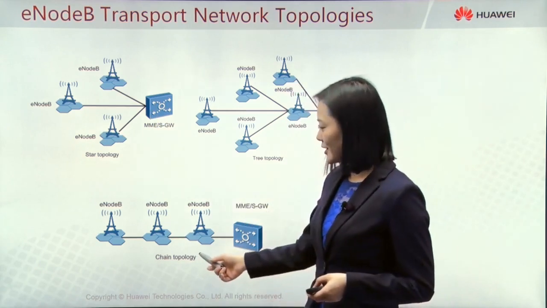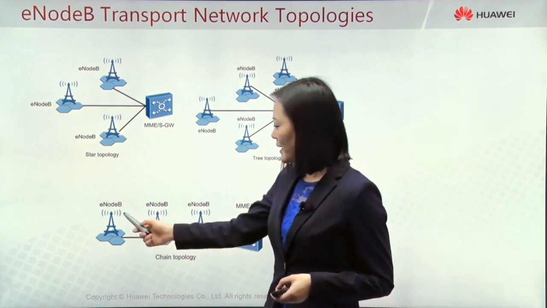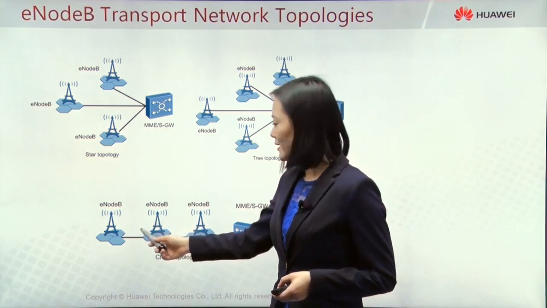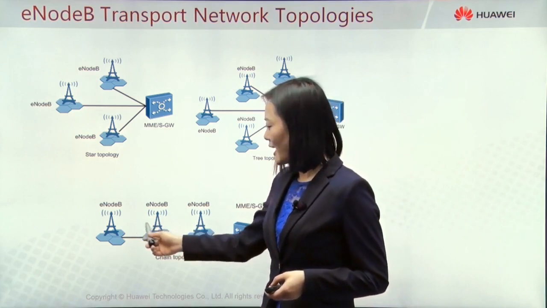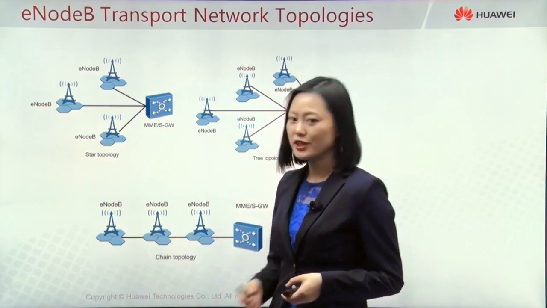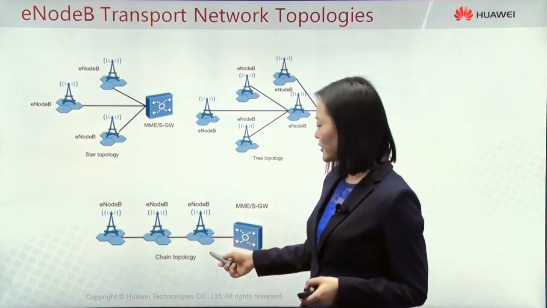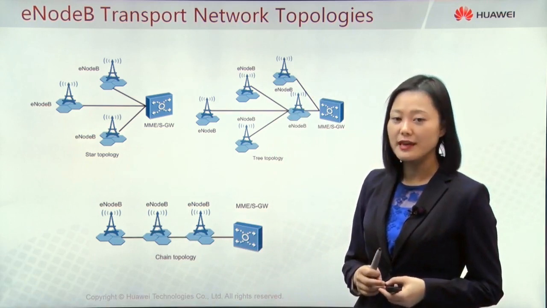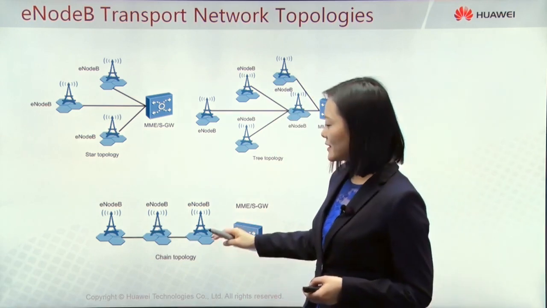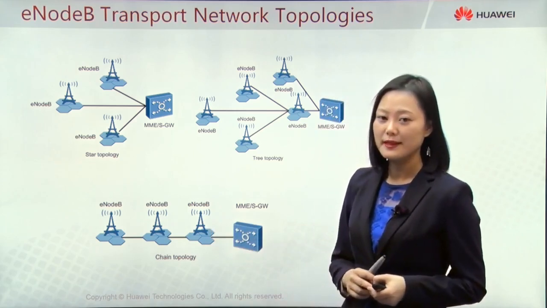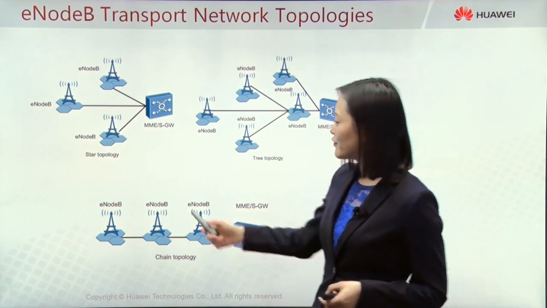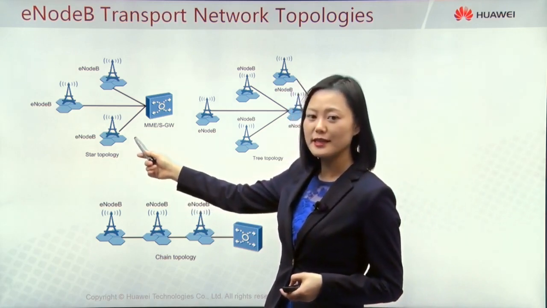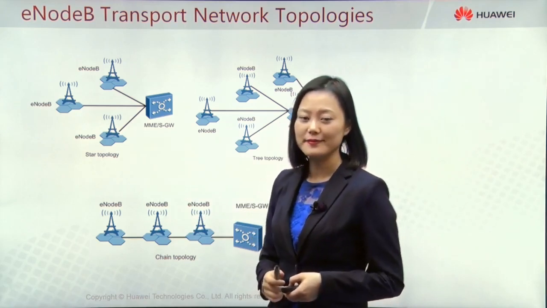While the chain topology is different, the eNodeB gets the transmission from the up-level eNodeB, and the up-level eNodeB also decides the bandwidth for the next eNodeB. So this type of chain topology is also used for the high-speed road, high-speed rail, this kind of site, and can save transmission resource. The benefit of star topology is that it is more reliable and easy for engineering and maintenance.